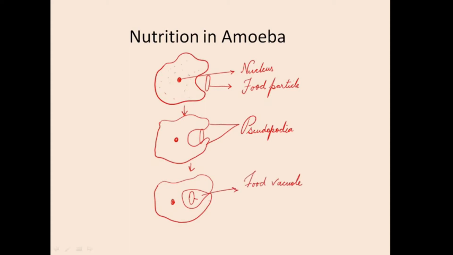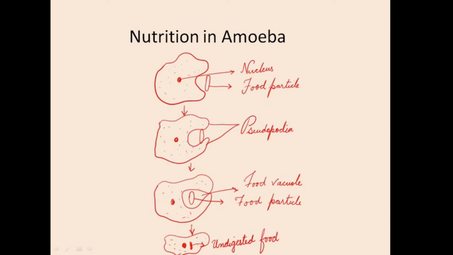And the food particle has reached inside. After reaching the food vacuole, the food is digested and absorbed. Later on, the undigested food is sent out through the surface of the cell. This is absorbed, and this undigested food will be sent out through the surface of the cell.